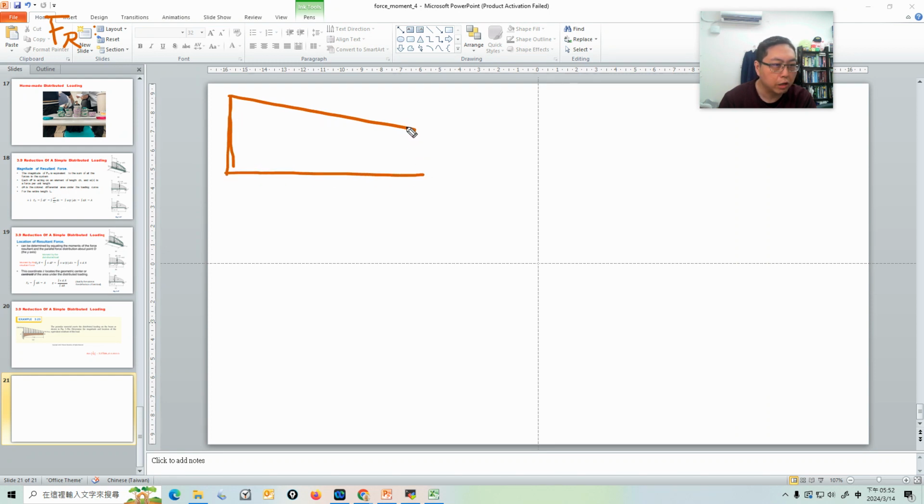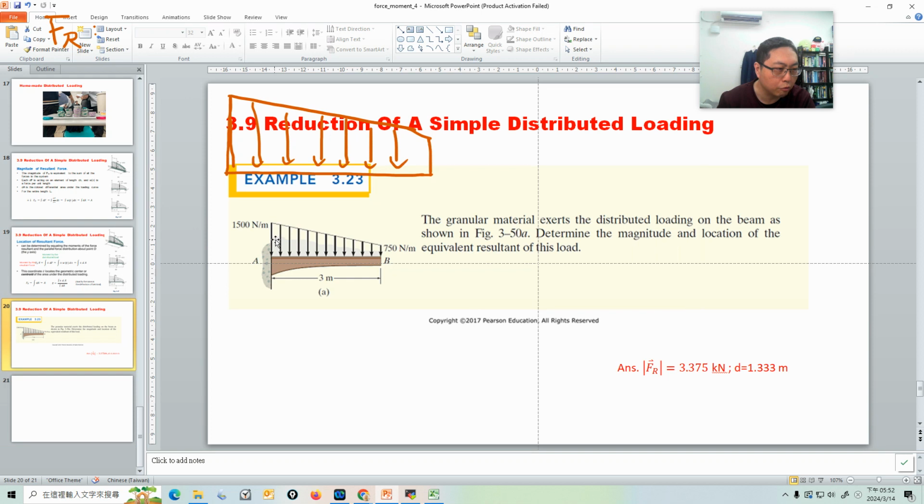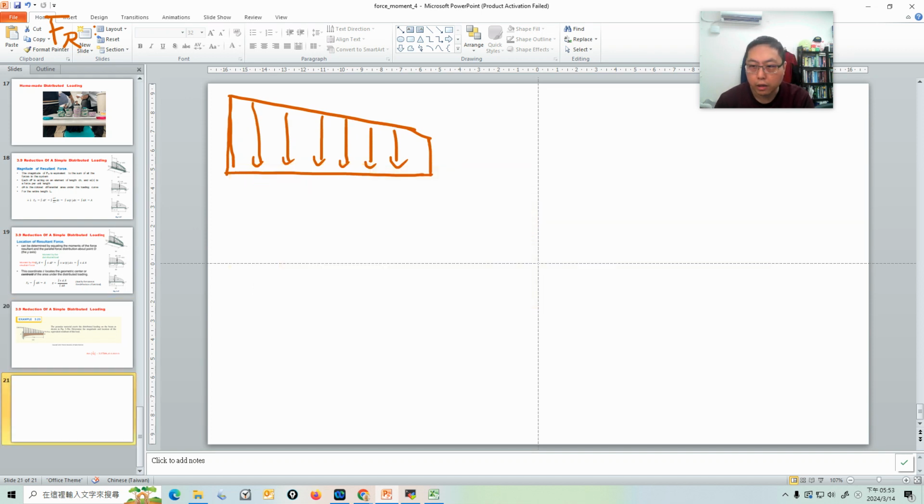I'll zoom in on the load. On the left-hand side, the magnitude of the load is 1500. Be careful with the unit: 1500 is Newton per meter. And the right-hand side is 750, also Newton per meter.